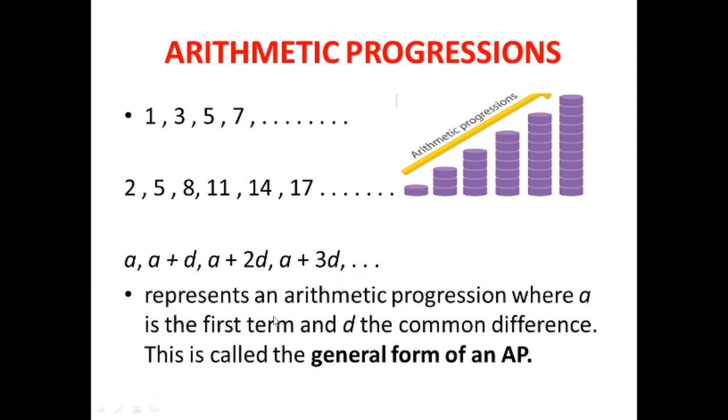This representation, where A is the first term and D is the common difference, is called the general form of an AP. Is it clear? It is very important that the first term is denoted by the letter A, and the common difference between any two consecutive terms, A2 minus A1, A3 minus A2, is denoted by the letter D. Then A plus D, A plus 2D, A plus 3D, and so on. This is called the general form of an AP, arithmetic progression.